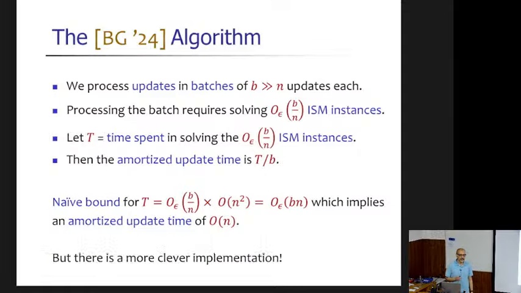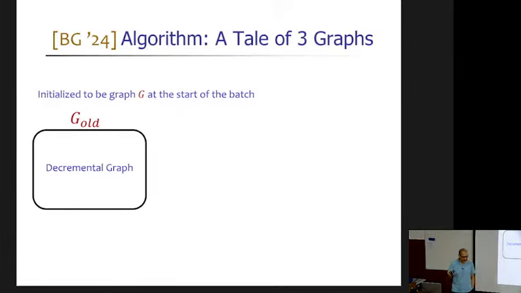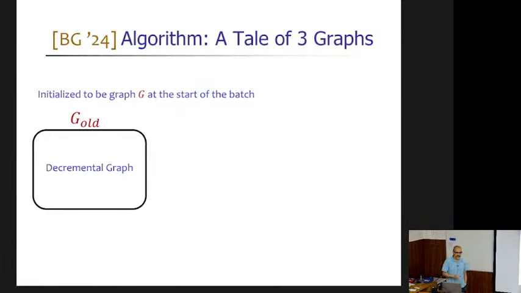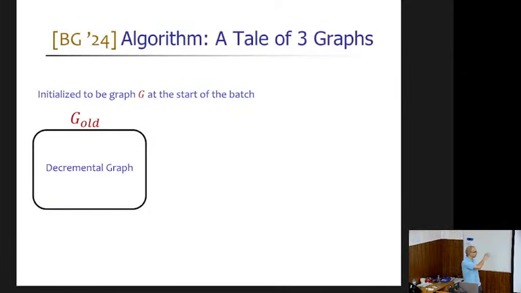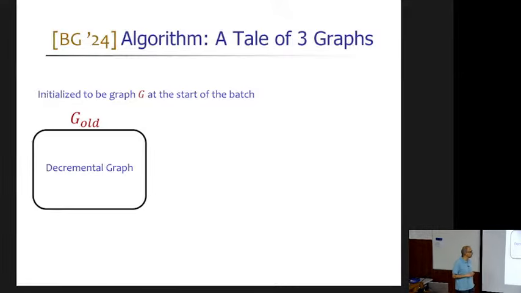Okay, so they came up with a more clever implementation, and if nothing else you take away from this talk, I think you should remember this nice implementation, because I think this is a beautiful idea. Okay, so it's really a tale of 3 graphs. These 3 graphs you initialize at the start of every batch of B updates. And the first graph in this tale is this graph G old, which is really going to be playing the star role in this story.